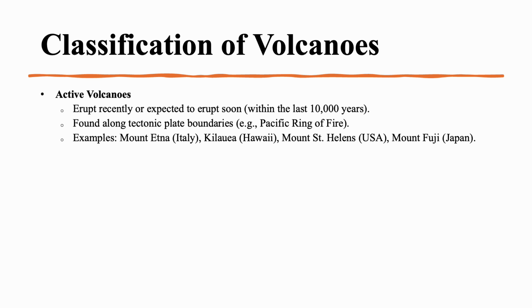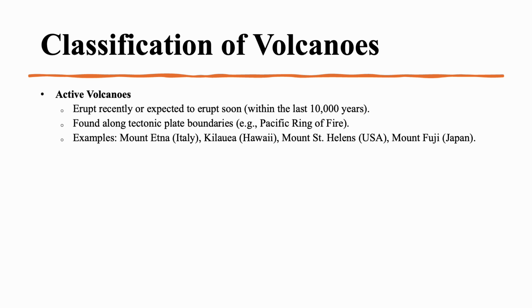Erupt recently or expected to erupt soon, within the last 10,000 years. Found along tectonic plate boundaries, e.g. Pacific Ring of Fire. Examples: Mount Etna, Italy; Kilauea, Hawaii; Mount St. Helens, USA; Mount Fuji, Japan.